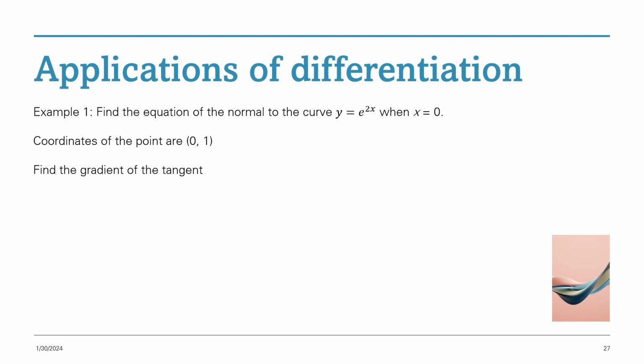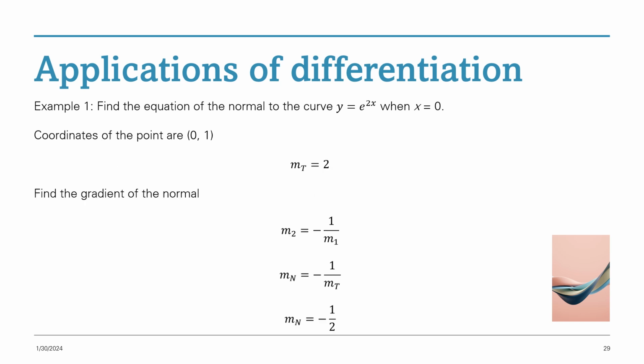Next, we're going to find the gradient of the tangent, because if we want to find the gradient of the normal, we need the tangent first. And to find that, you differentiate. So differentiating that, you get 2e to the 2x. Substituting 0 in for x, you get the gradient of the tangent is 2. Remember, to find the gradient of the normal, negative reciprocal. So therefore, the gradient of the normal is equal to -1/2.